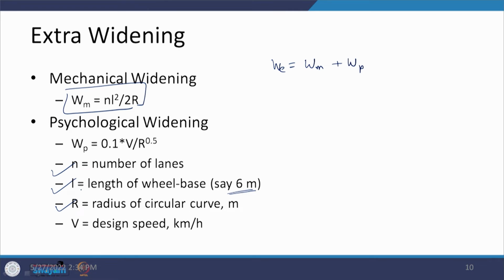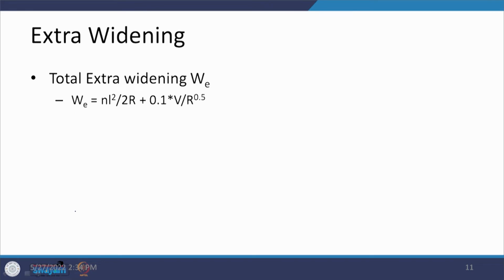In the case of psychological extra widening, it is being calculated as Wp is equal to 0.1 times capital V divided by the square root of R, where this capital V is the design speed, rest of the things we have already discussed. So, when you are talking about these two components, Wm and Wp, then this We is going to become nL squared divided by 2R plus 0.1 times V divided by the square root of R. So, you have this total extra widening We that we are going to calculate for the given conditions.